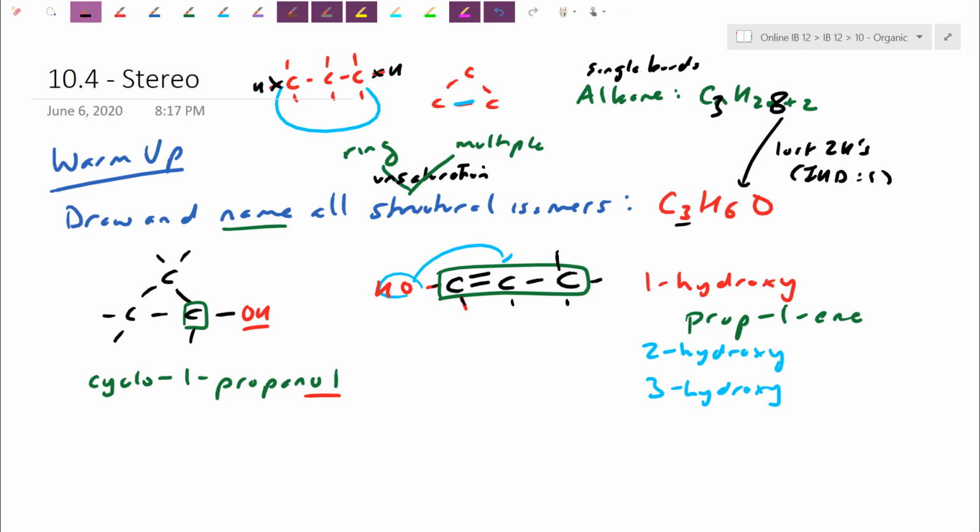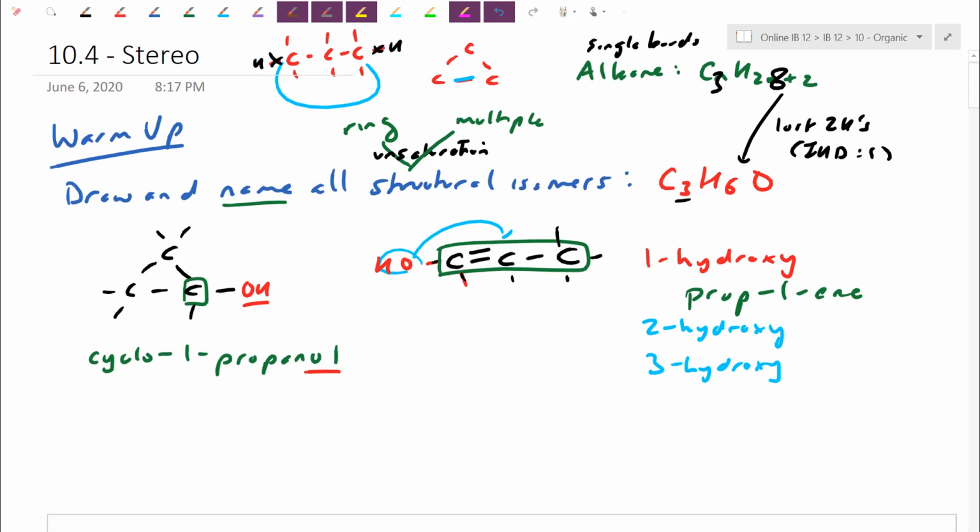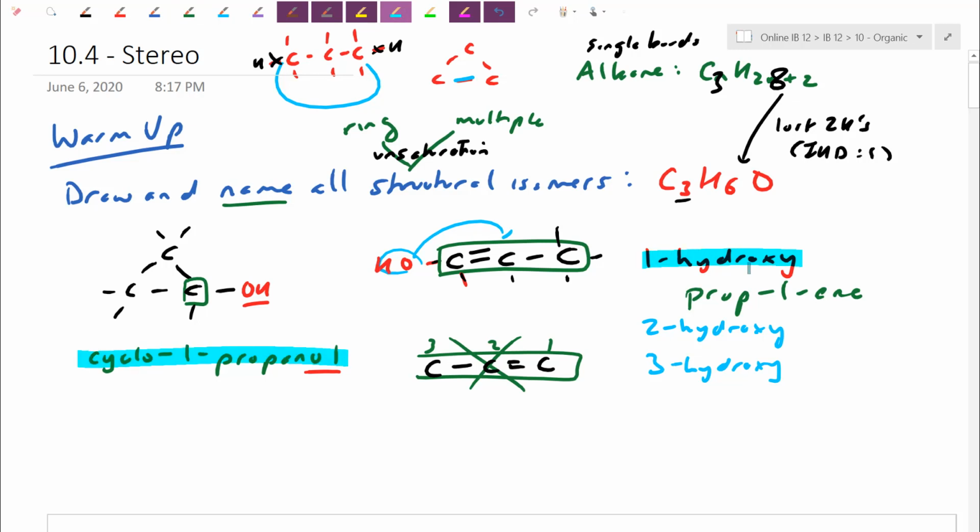Could the double bond be on the other side? Well, let's try it on the other side. So C, a single bond like this. Well, if we were on the other side here, I'd actually start naming the parent 1, 2, 3 again. This is actually just a duplicate from earlier, right? So far I have the cyclic as an isomer. I have the position 1, hydroxy 1 as an isomer. I have the 2 hydroxy, 3 hydroxy. So far I have 4 isomers.